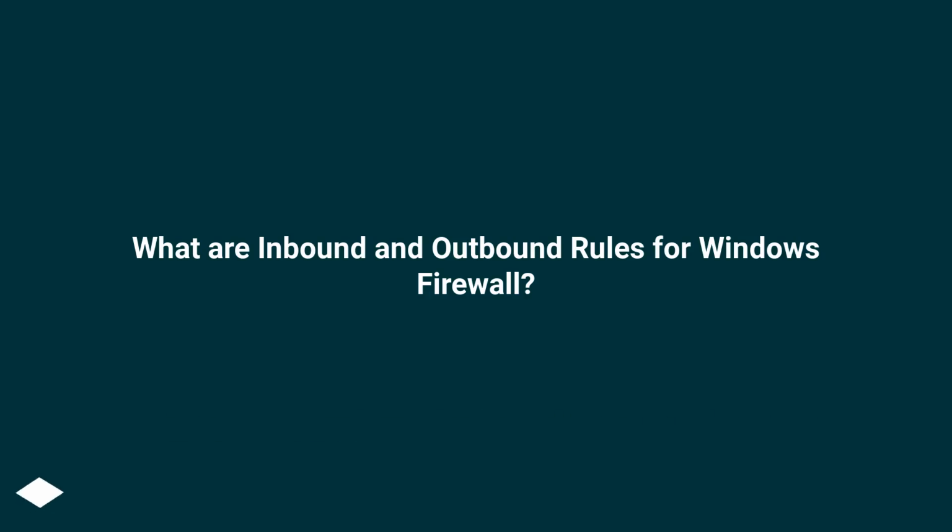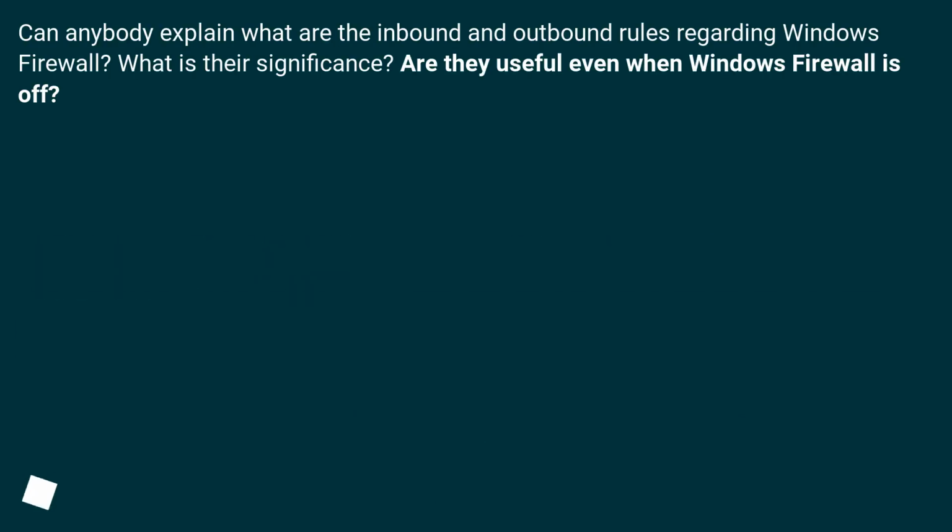What are inbound and outbound rules for Windows Firewall? Can anybody explain what are the inbound and outbound rules regarding Windows Firewall? What is their significance? Are they useful even when Windows Firewall is off?